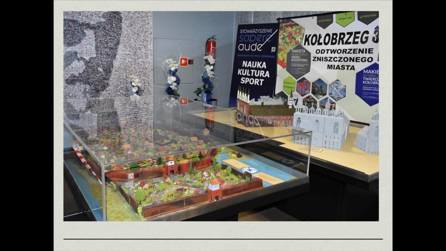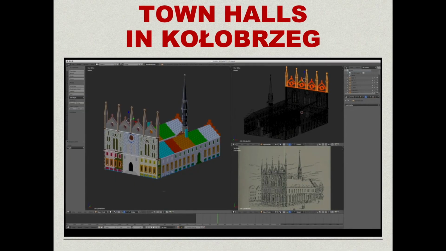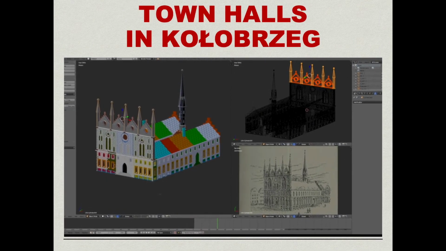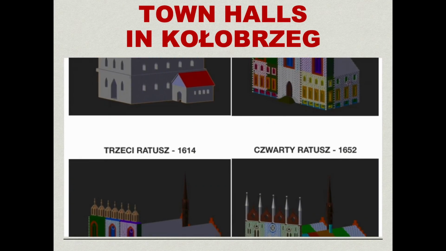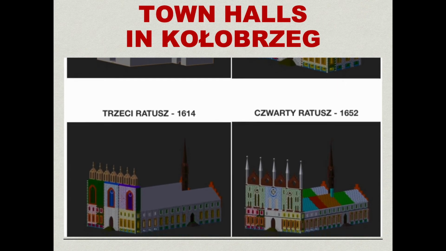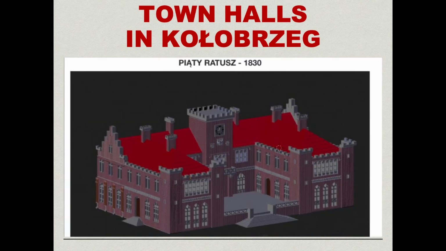As you can see, the number of projects started to increase rapidly. One was finished and another was almost half done. With this next project, we wanted to show the history of Kolobrzeg town halls. Very often we had to draw models with only one drawing or a description in a book.